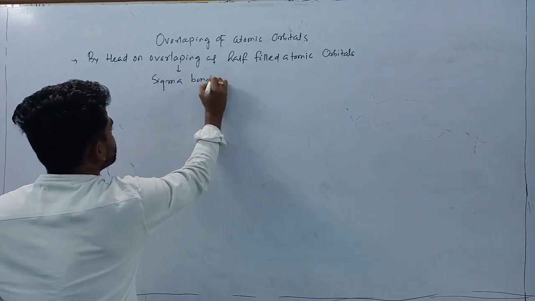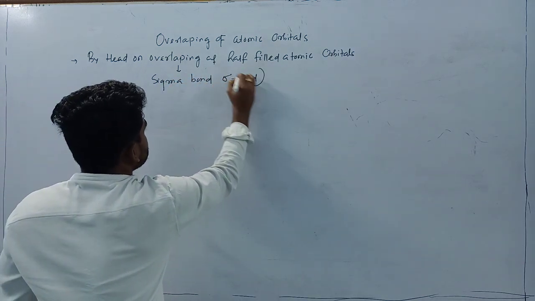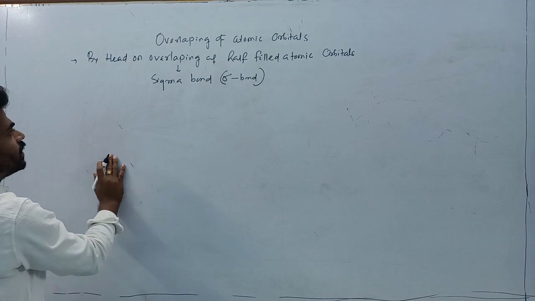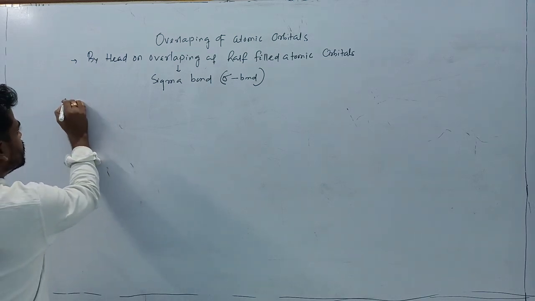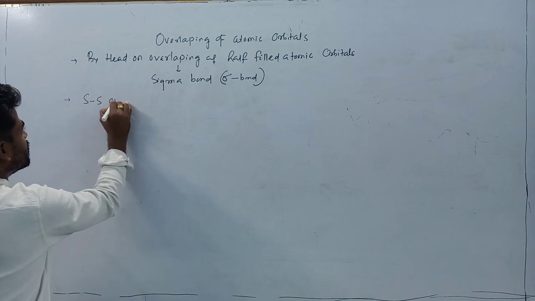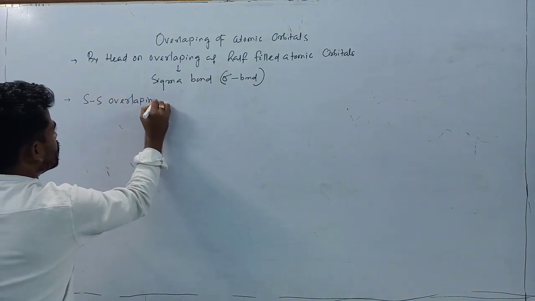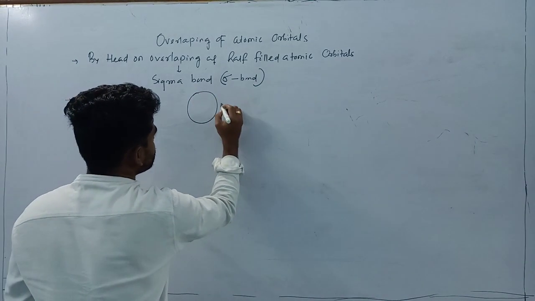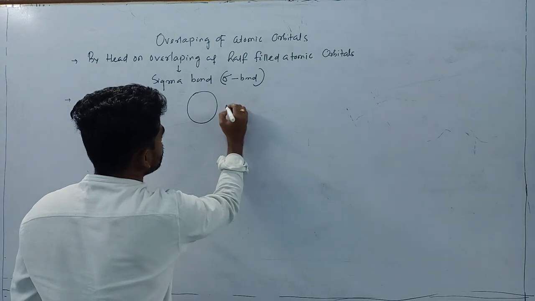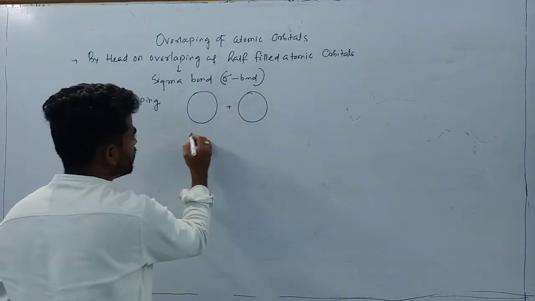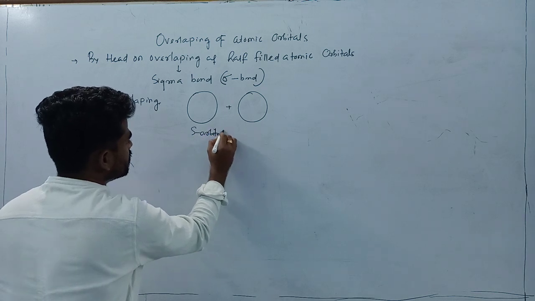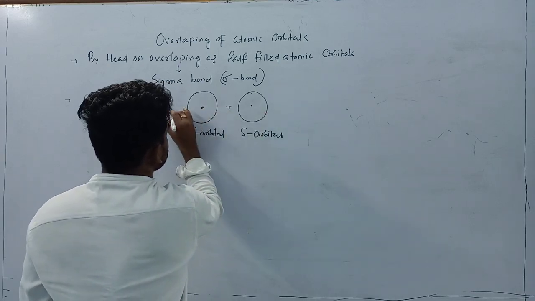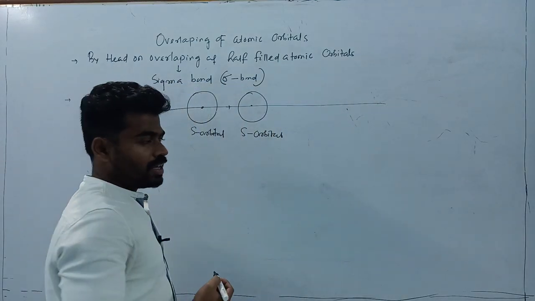Sigma bond is designated like this, sigma bond. And the sigma bond is particularly formed, I think I have told you in my previous class, first due to SS overlapping of half-filled atomic orbitals. This can be represented like this. One half-filled s orbital overlaps with another half-filled s orbital. These are s orbitals. One s orbital, this one is another s orbital, and this axis is called the internuclear axis.